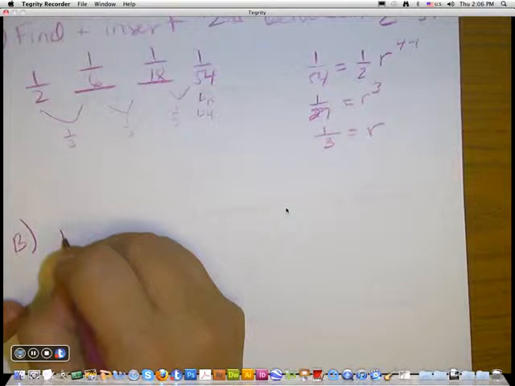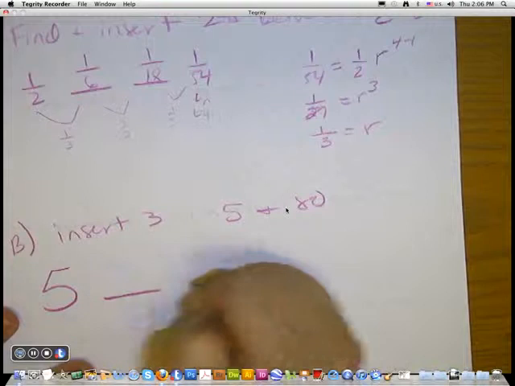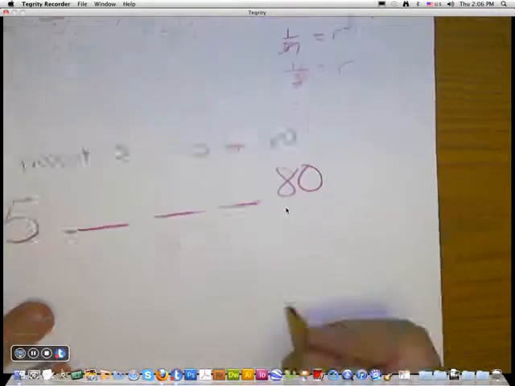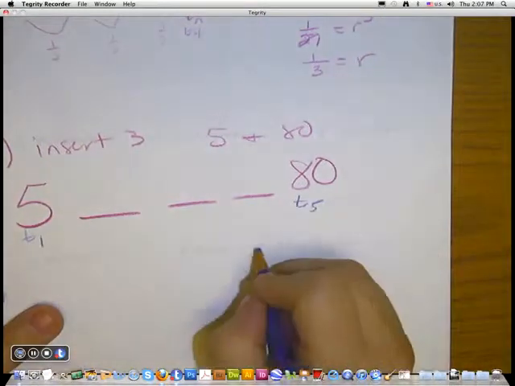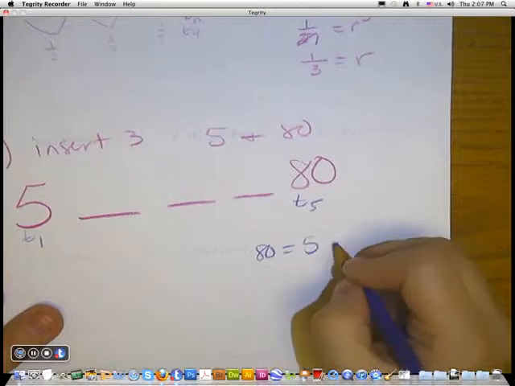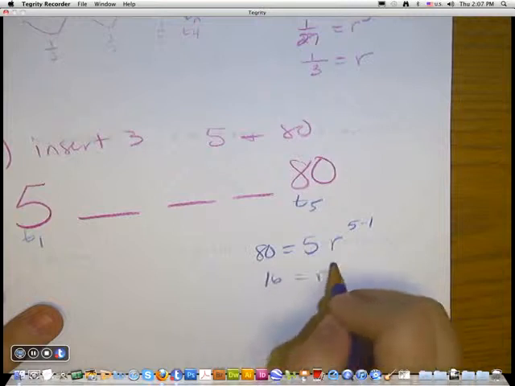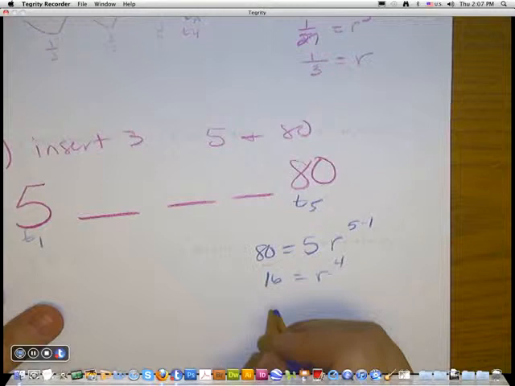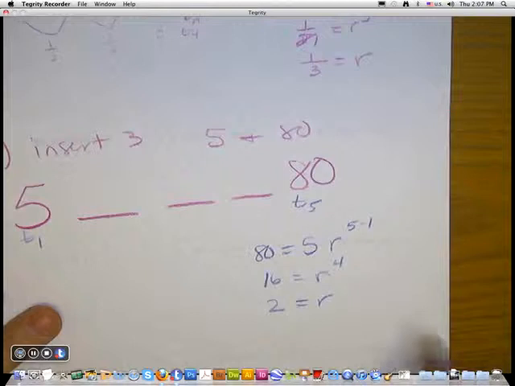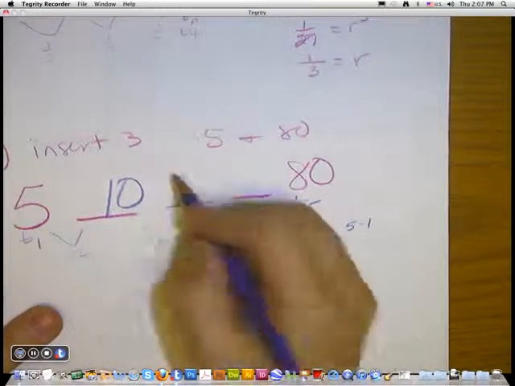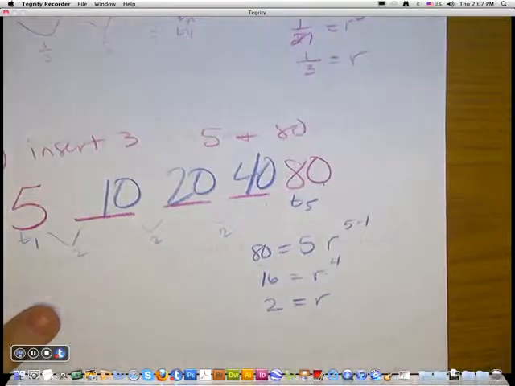For part B, this time we're going to insert 3 of them between 5 and 80. So 5 and then 80. So this is our T1, this is our T5. 80 is 5R to the 5 minus 1. So divide by 5. And then we get R to the 4th power. Take the 4th root of that, we get 2, actually plus or minus, but again we're going to stick with the positives here. So multiply by 2, multiply by 2, multiply by 2, and if I multiplied by 2 more, I would get 80 as well.